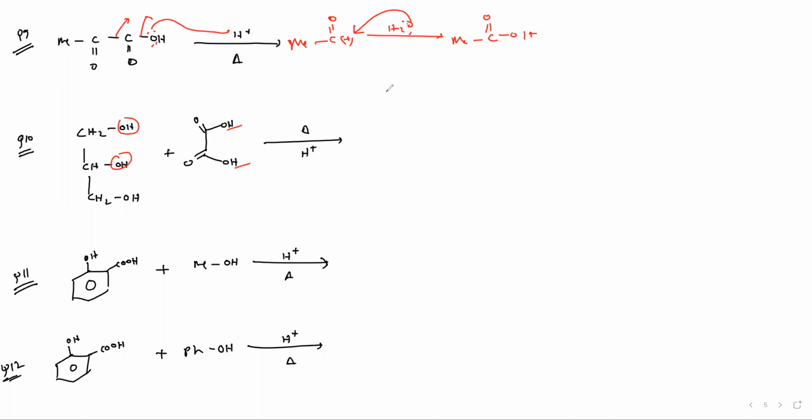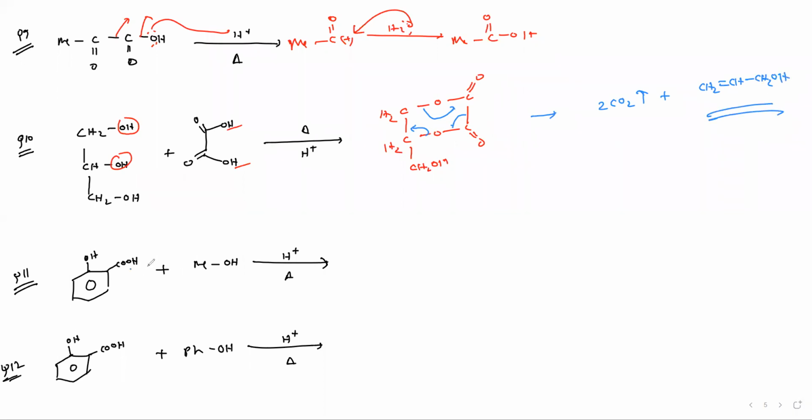Okay. So what you get, CH2, CH2OH, OC double bonded O, OC double bonded O, this one. Now this stuff removed, it comes this way. So it becomes 2 moles of carbon dioxide removed plus CH2 double bonded CH, CH2OH. In this case, again OH and H removed.